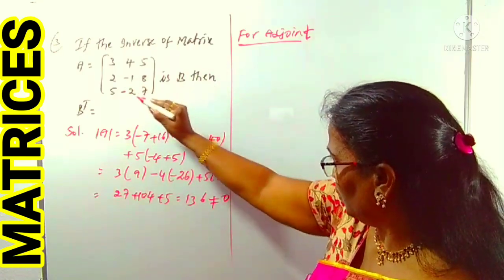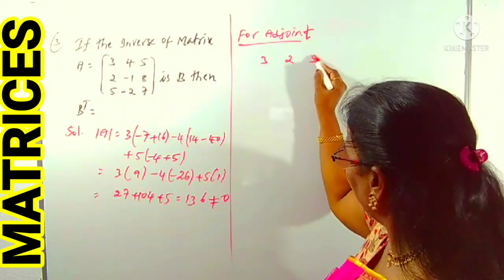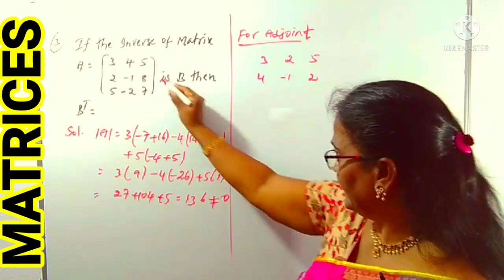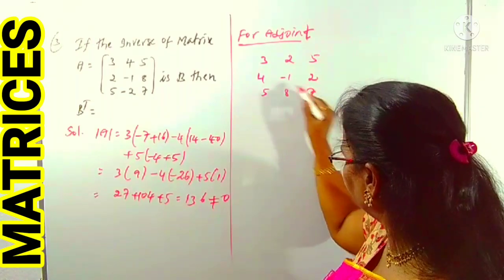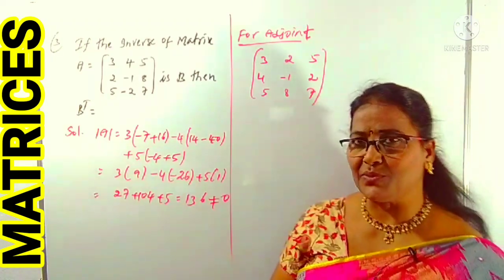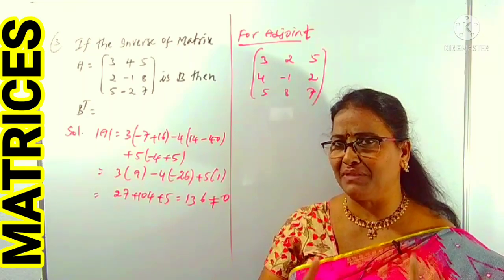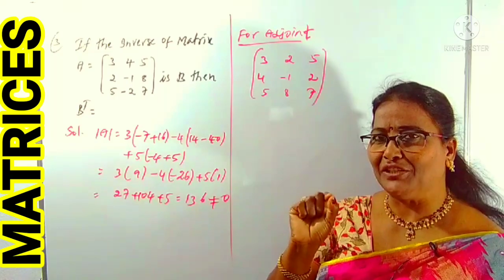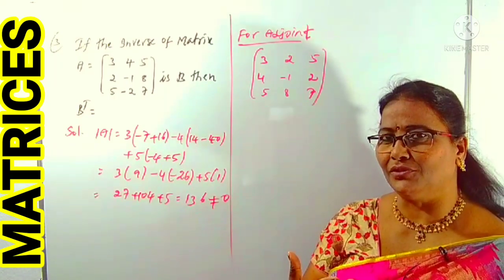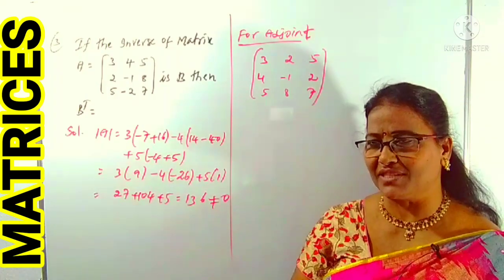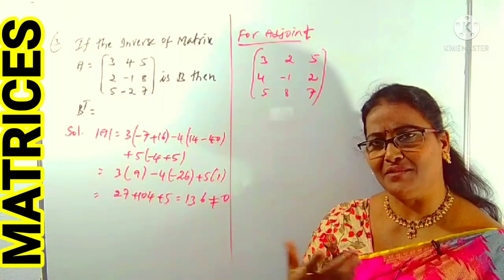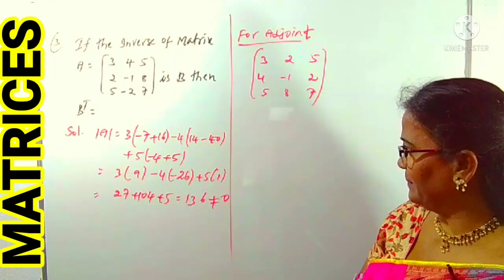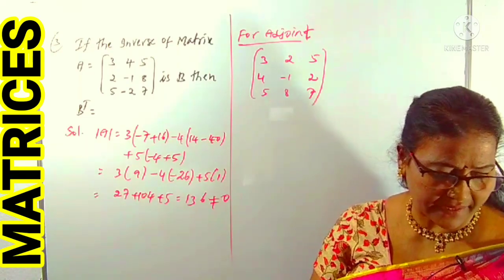You know well, 3, 2, 5, and 4 minus 1 minus 2, then 5, 8, 7. Is it okay? After its transpose, now you have to proceed with the cross multiplication method like this. This is a major step to find the adjoint. If you know the adjoint, we can find the inverse. We may be asked for the inverse, maybe for the adjoint. This shortcut is very helpful to you. We have to concentrate on this one like this.